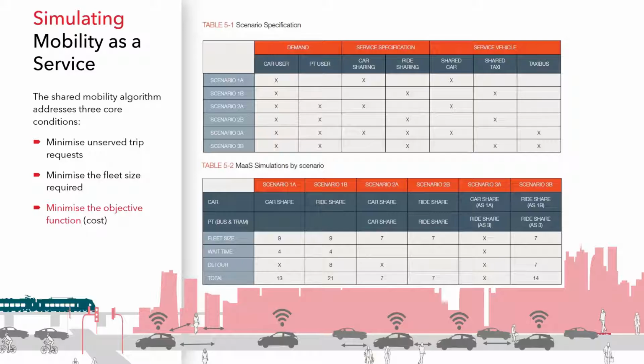So this is what we did. The top table sets out the scenarios. The bottom table is counting the number of variables that we simulated. So we'll just pick out scenario 1B. We tested 9 different fleet sizes, 4 different wait times, and 8 different detour factors. And that, in combination with the way we put it together, was 21 different scenarios.